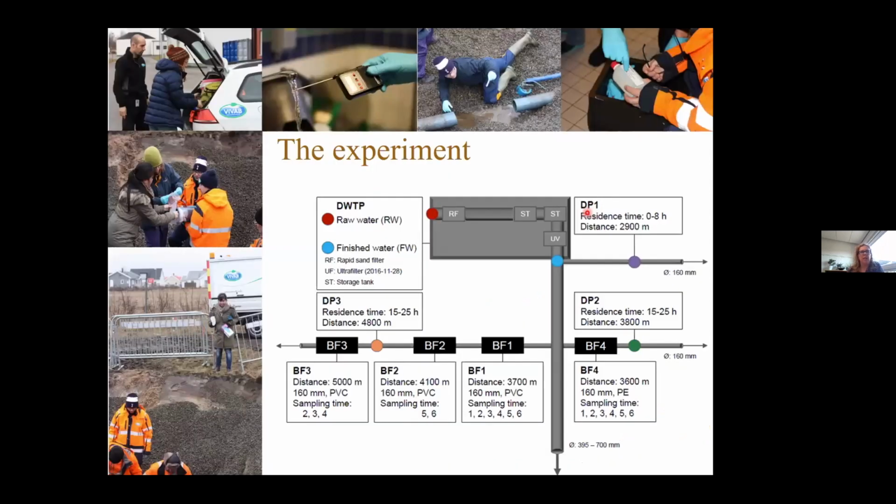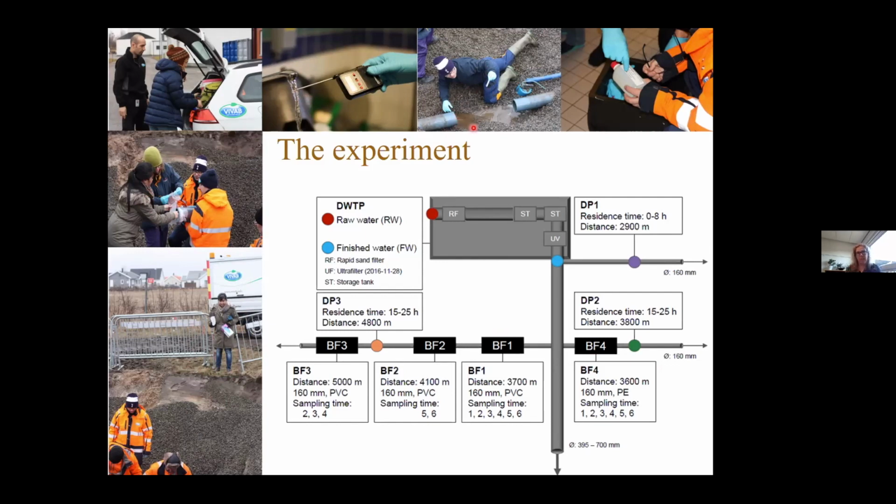So here's the experiment. There's some pictures around the edge here. There's Sandy ready with her gloves and her ethanol to jump in there. Here's a pipe section being taken out of the distribution network. Measuring the temperature is really important to know that we have a stable system before we take our sample. And there's Moshe in action, having just taken a swab.